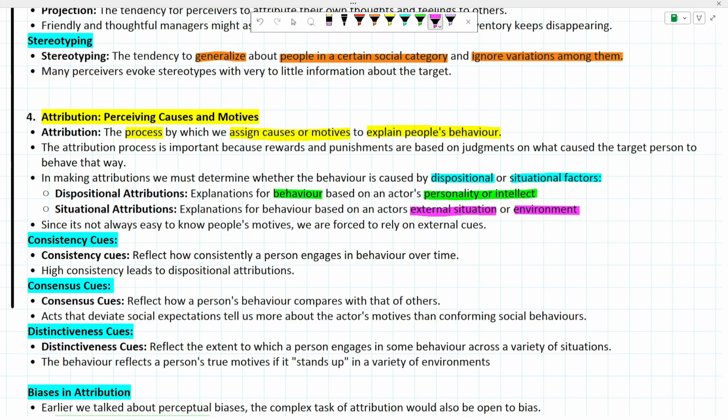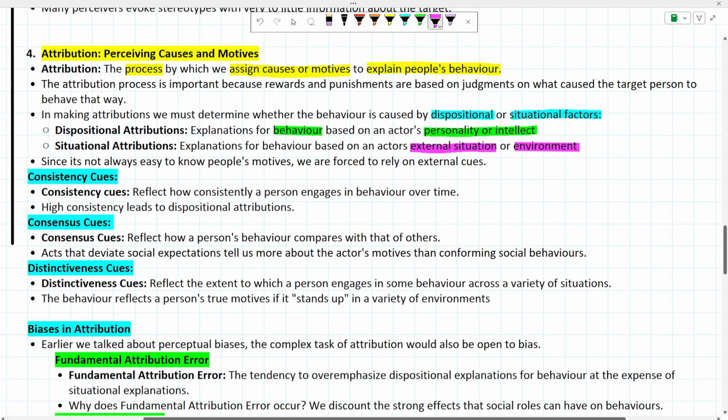Since it's not always easy to know people's motives, we are forced to rely on external cues. An example of external cues is consistency cues. Consistency cues reflect how consistently a person engages in behavior over time. High consistency leads to dispositional attributions. Consensus cues reflect how a person's behavior compares with that of others. Acts that deviate from social expectations tell us more about the actor's motives than conforming to social behaviors.